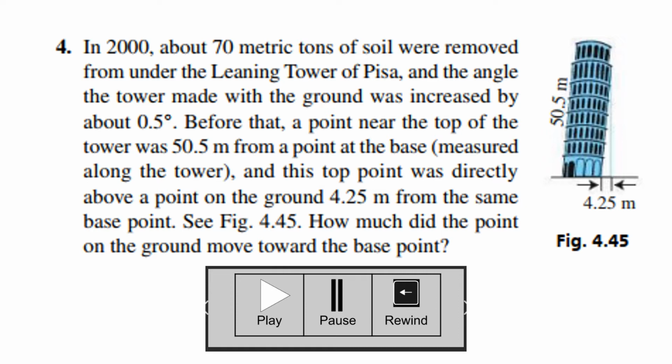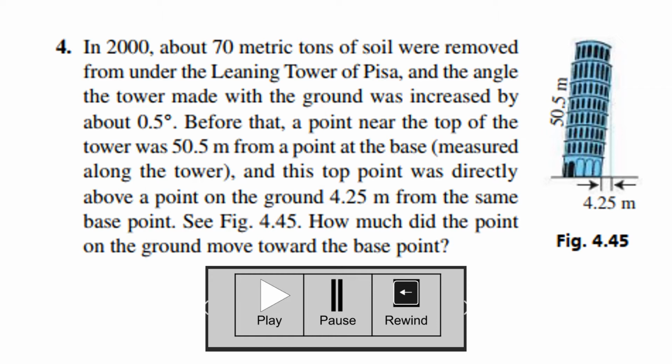Before that, a point near the top of the tower was 50.5 meters from a point at the base measured along the tower. And this top point was directly above a point on the ground 4.25 meters from the same base point. How much did the point on the ground move toward the base point? Have to think about this for a while. Press pause, do some work, and come back and we'll see how you did.